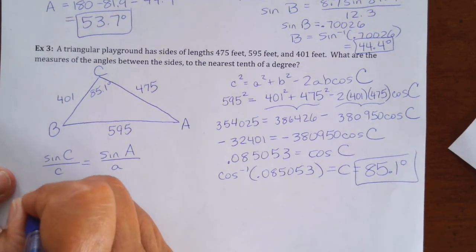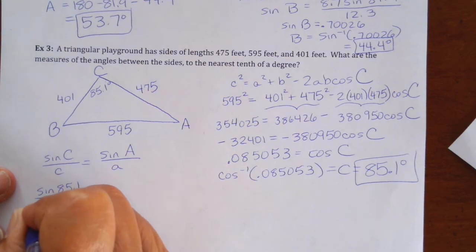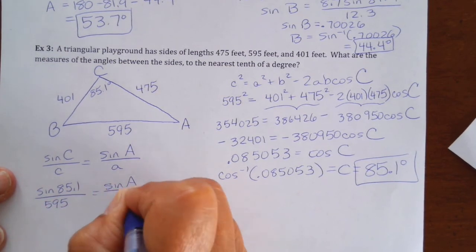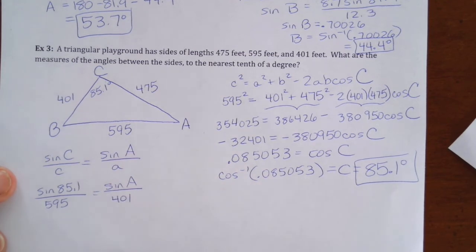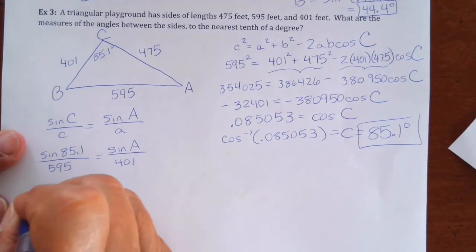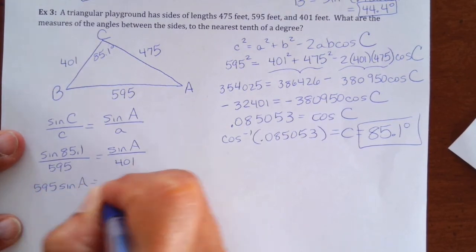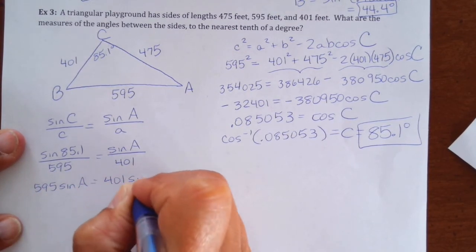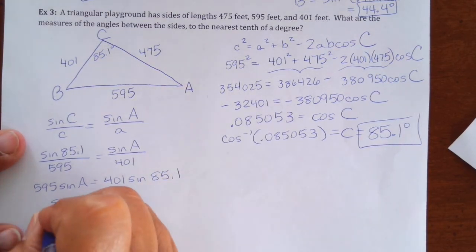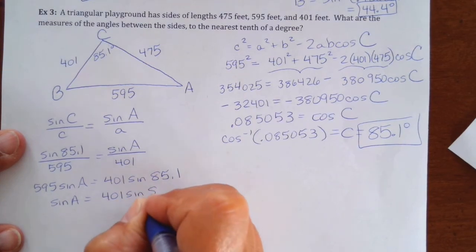So we have the sine of 85.1 over 595. And then we're looking for the sine of angle A over side A, which is 401. Okay, so do your cross multiplication. 595 sine of A equals 401 sine of 85.1, and then divide both sides by 595. So I'm going to put all that in my calculator, get the decimal in a minute.